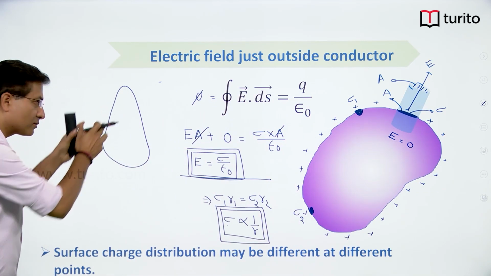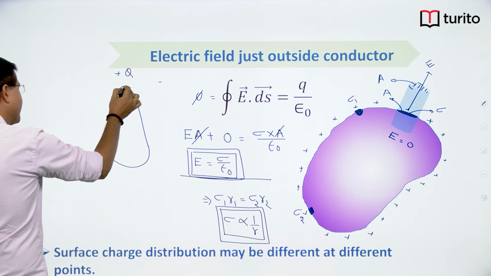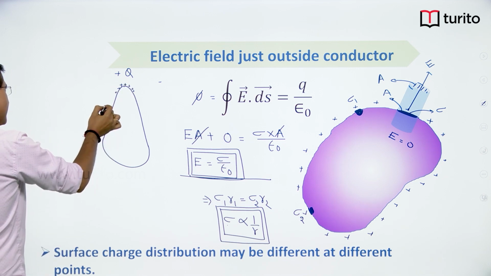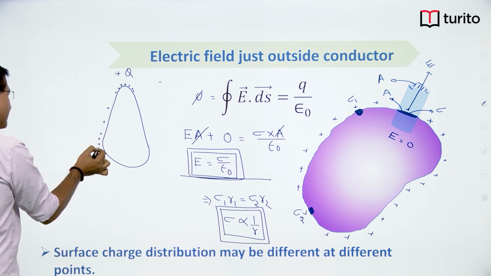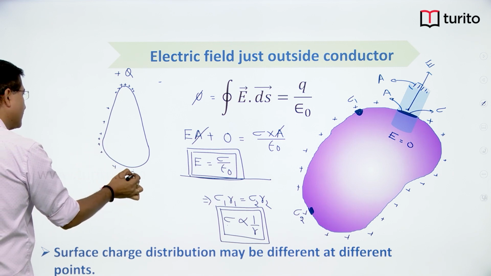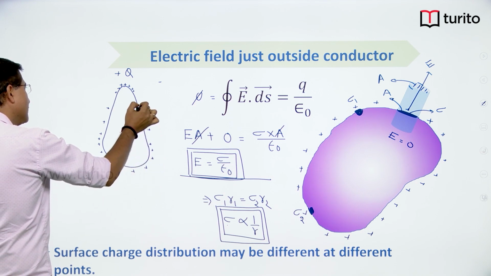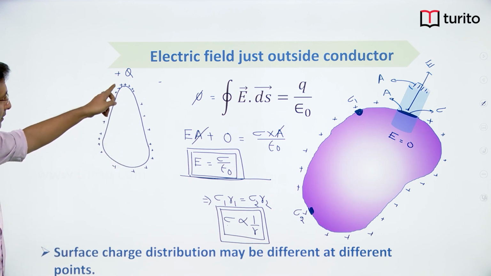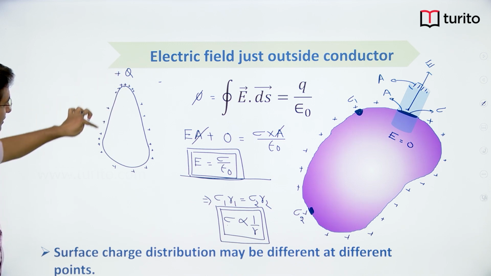That means if I give charge q to this one, here because the radius is very small, the surface charge density will be large, right. As you start going this way, the surface charge density will be small. Then again here you can see, so the distribution will be something like this. Here the density will be more as compared to the density here.